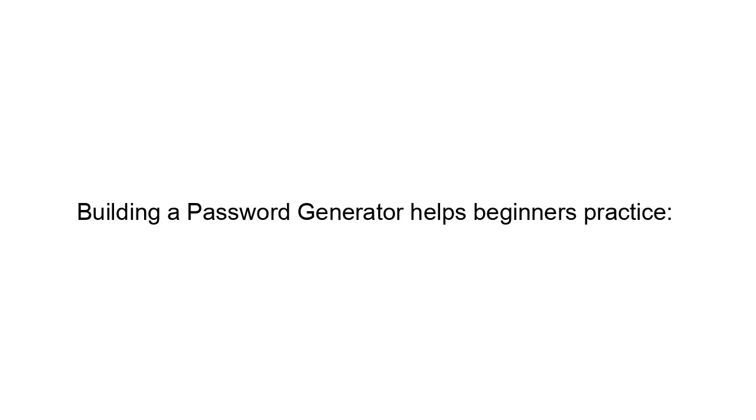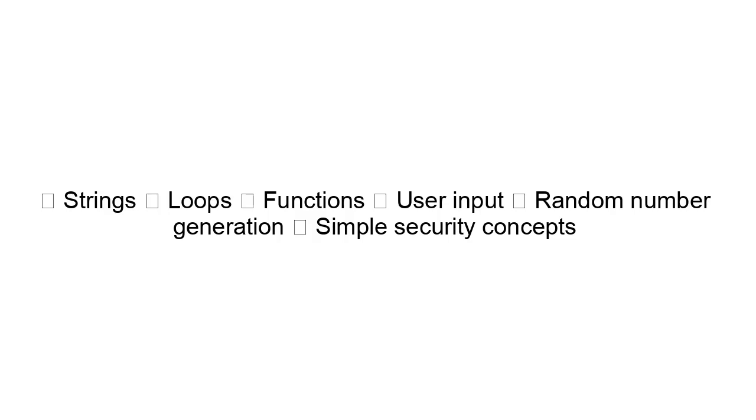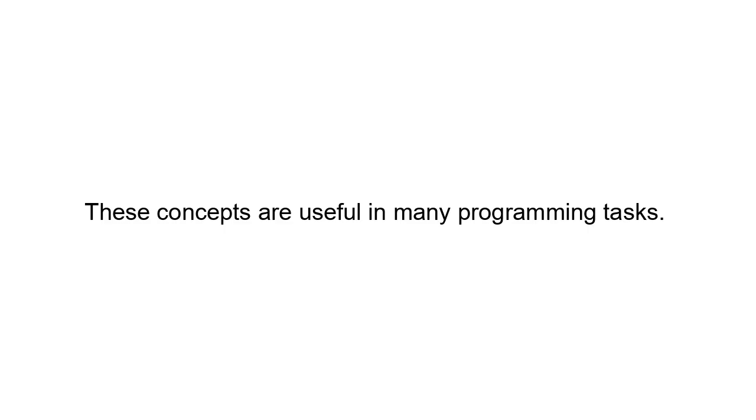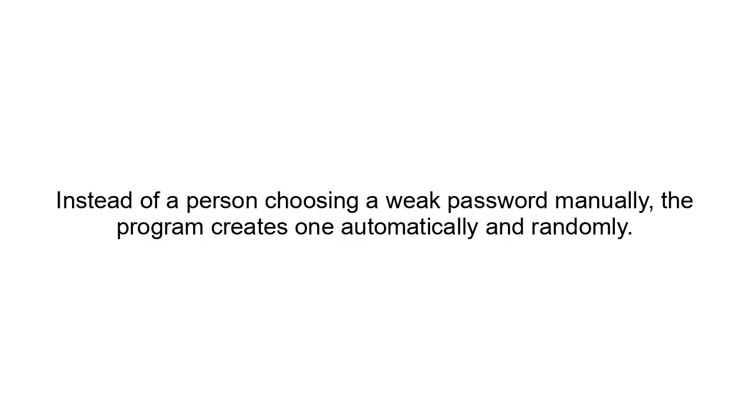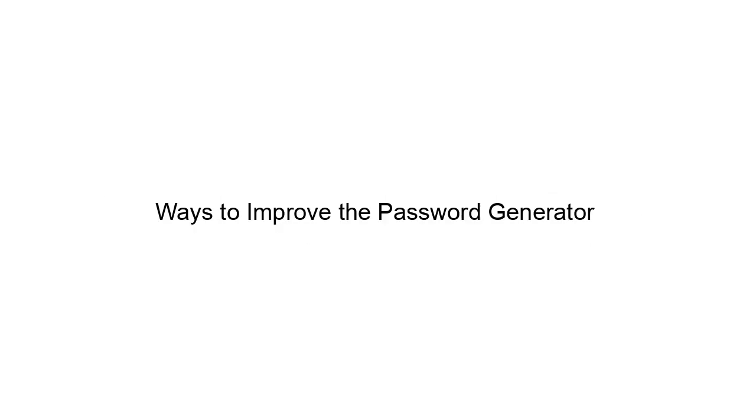Concepts learned from this project. Building a password generator helps beginners practice strings, loops, functions, user input, random number generation, simple security concepts. These concepts are useful in many programming tasks. Real-life analogy. A password generator is like a machine that mixes letters, numbers, symbols, to create a secret code. Instead of a person choosing a weak password manually, the program creates one automatically and randomly.